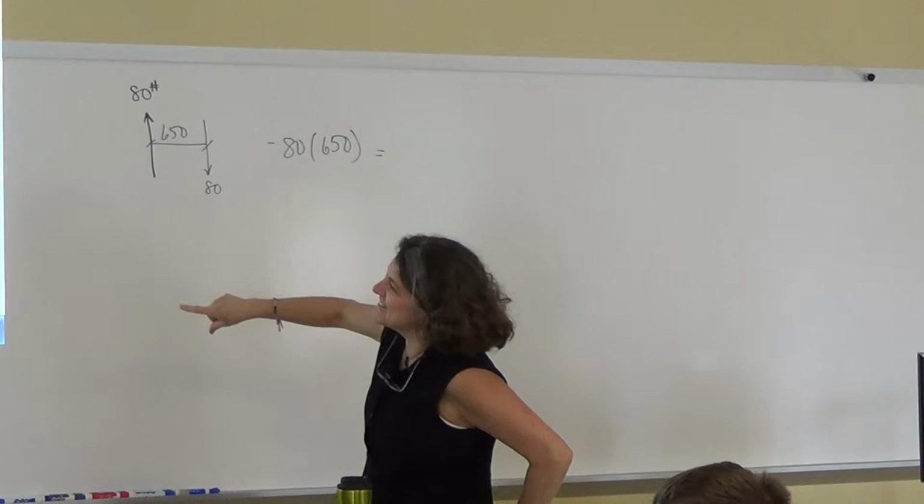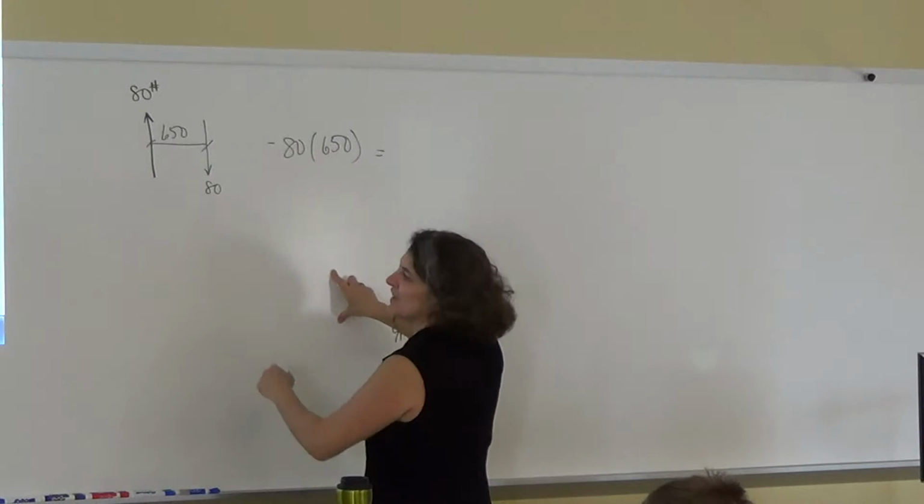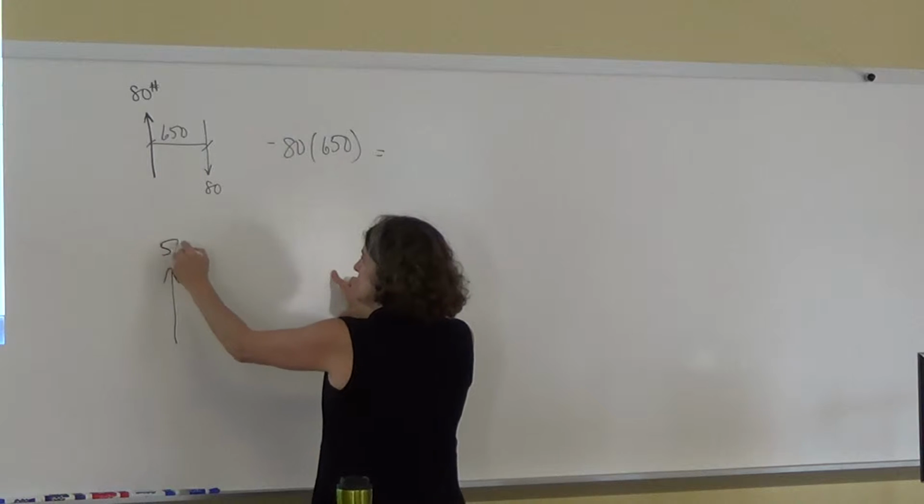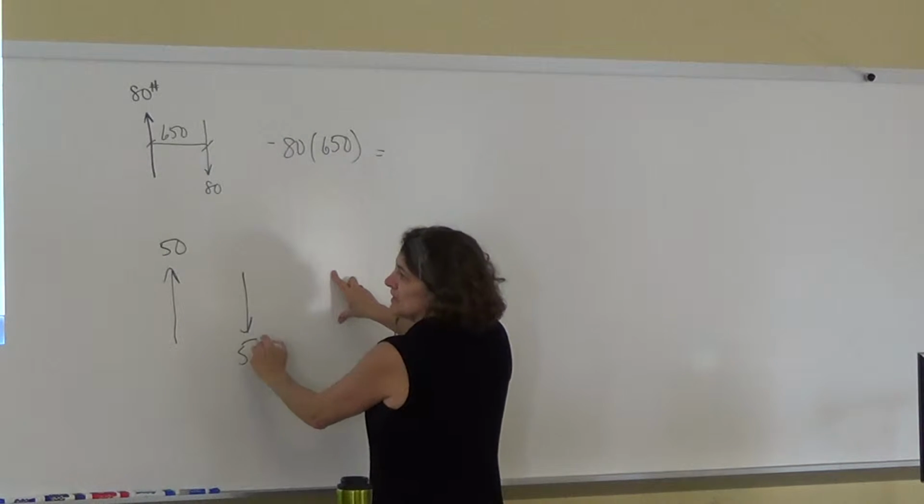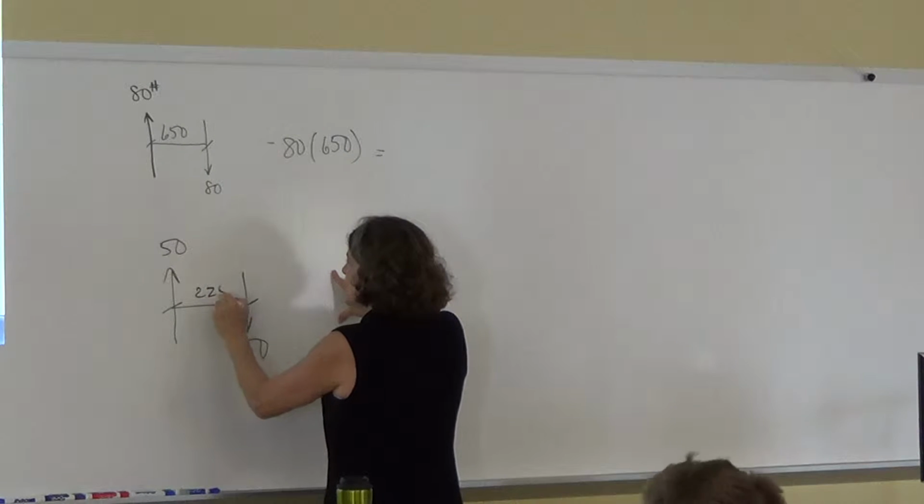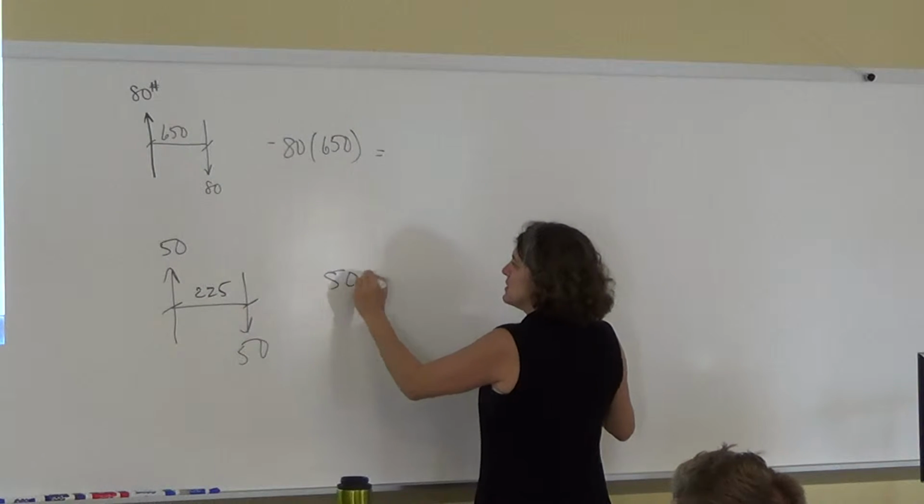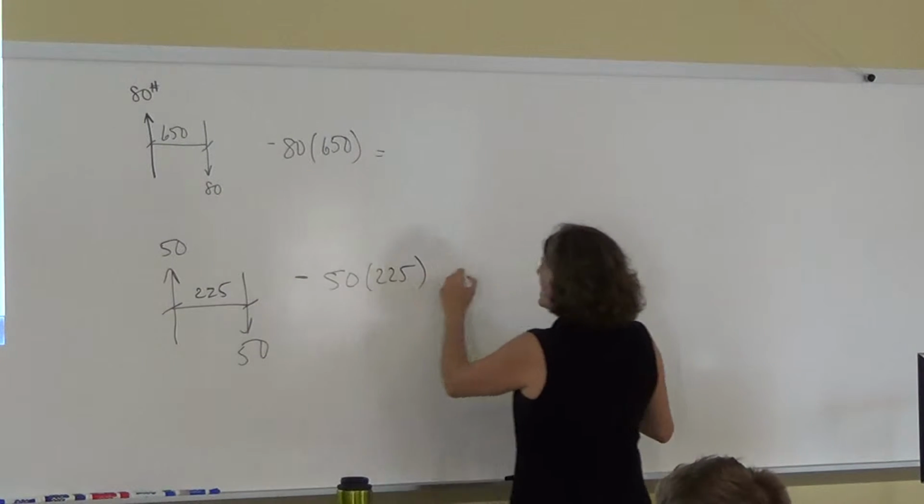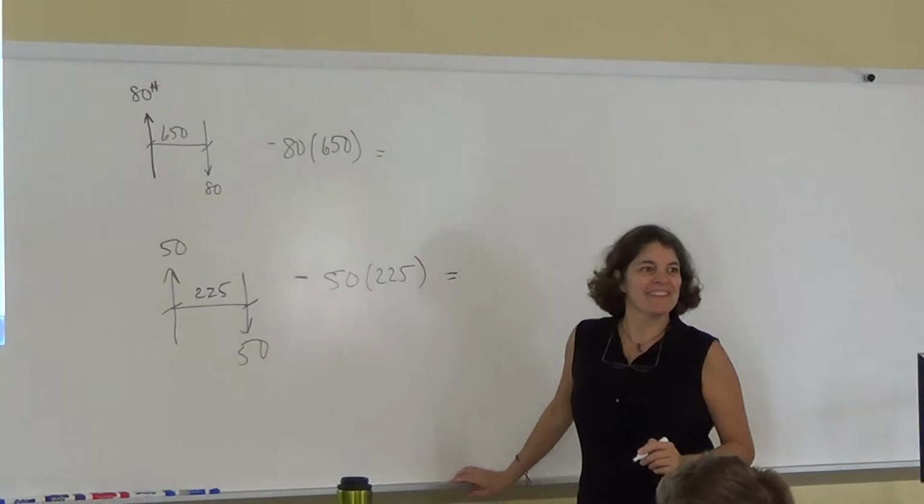Okay, next one, we have to do the 50, right? So the 50 is up here, and then 50 here. And what's the perpendicular distance? 225. So 50 times 225, positive or negative? Negative.